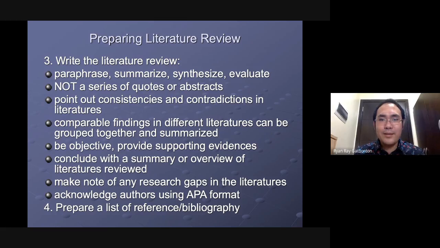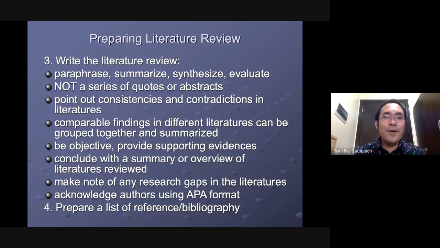a summary, a synthesis, or an evaluation of the papers that you have examined. In other words, evaluate in your own words what the content of that research is. It should not be a series of quotes or abstracts. Don't copy that. That's plagiarism and that's not an original work.